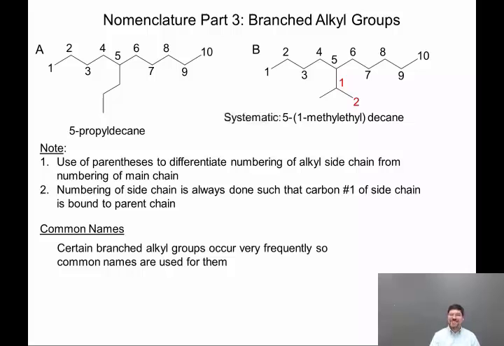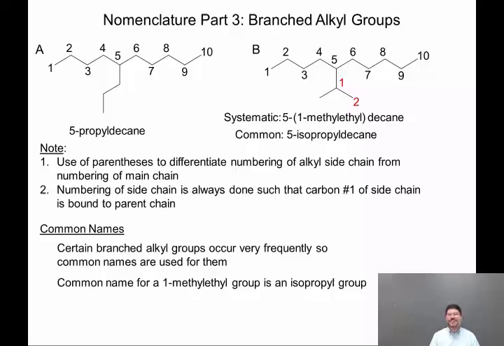So 5-(1-methyl ethyl)decane is the systematic name, but the common name for a 1-methyl ethyl group is an isopropyl group. I am sure you've heard the term isopropyl before because the typical alcohol used in your house, rubbing alcohol, is also called isopropyl alcohol. And that's because it has 3 carbons with the OH on the central carbon, as we'll see when we get to the topic of alcohols. If we wanted to name this molecule with its common name, instead of saying 5-(1-methyl ethyl)decane, we would simply call it 5-isopropyl decane.